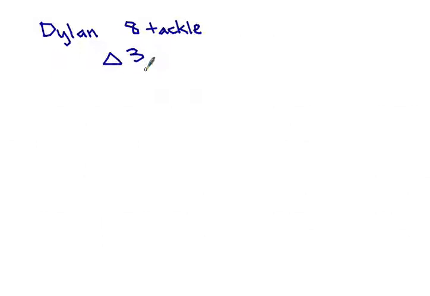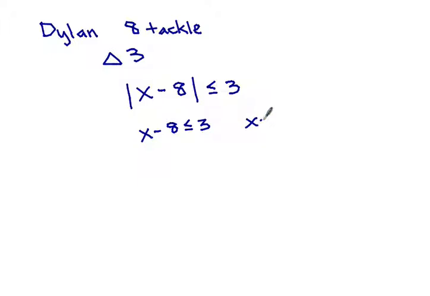If I want to express this as an absolute value inequality, I can say that the number of tackles Dylan makes, x, minus his average number of tackles, the distance from there, is never more than 3. Okay, so the actual amount minus the average in absolute value will be less than or equal to what it varies by. Then I can figure out how many tackles Dylan makes in a typical game. So we can say that x minus 8 is less than or equal to 3. x minus 8 is greater than or equal to negative 3.